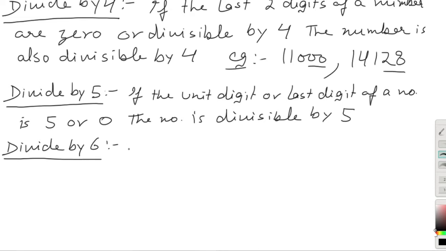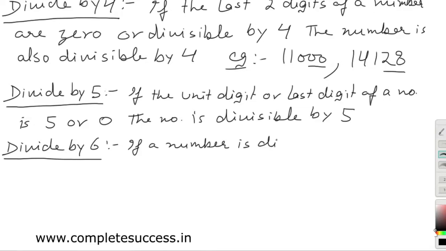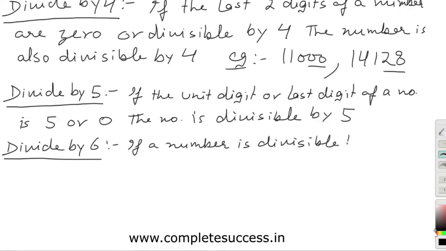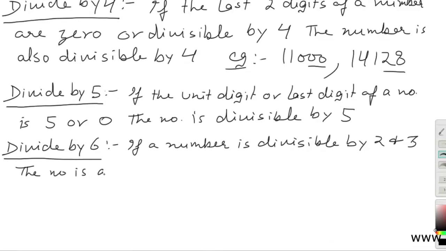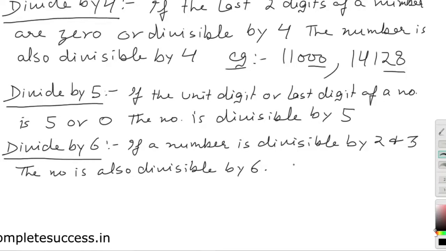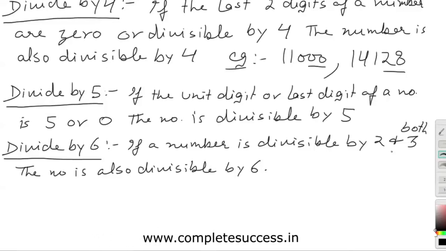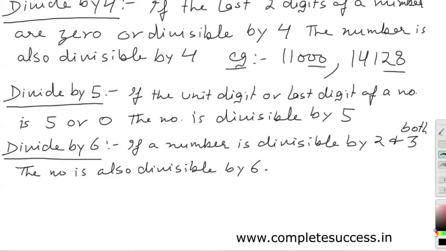Divide by 6. If a number is divisible by 2 and 3, both, the number is also divisible by 6.